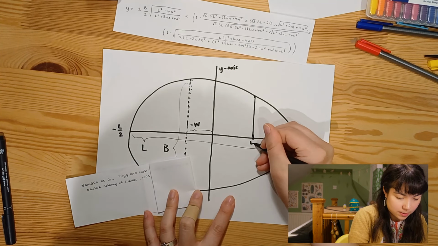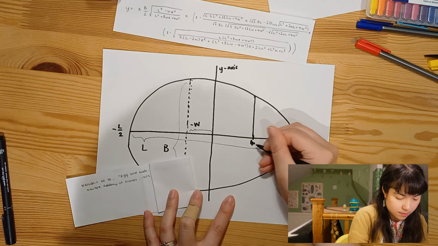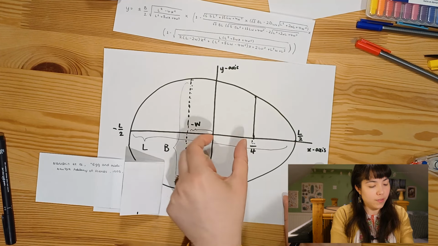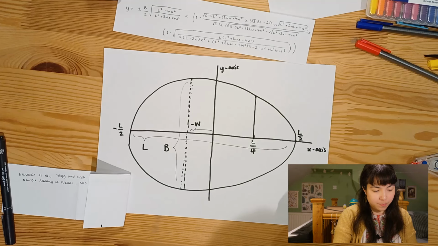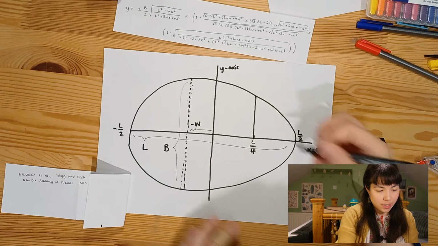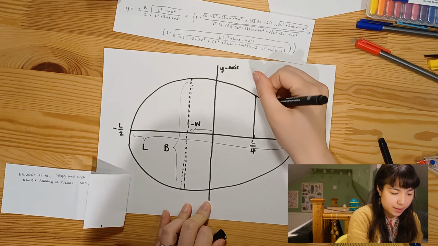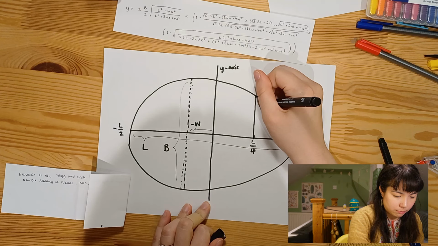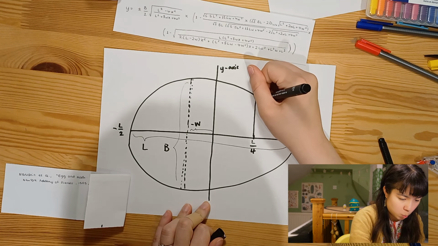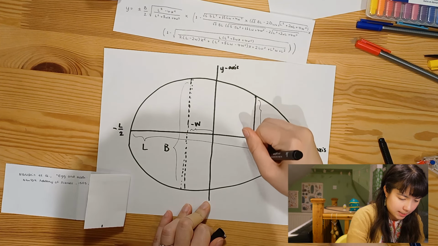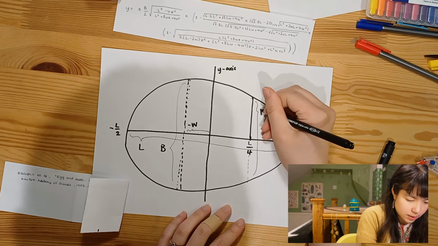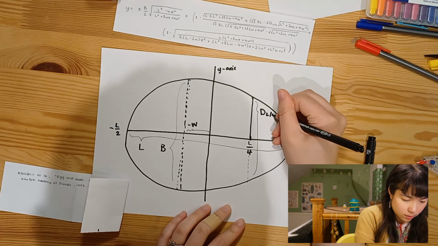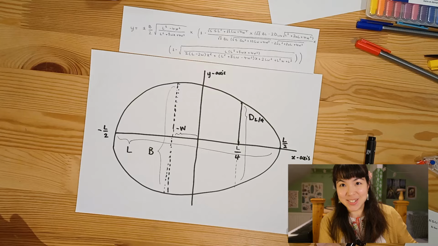Sorry, quarter of L, quarter of L, quarter of L, quarter of L. So D is the diameter of the egg at this point. So I guess that's this. Yeah, D L over 4. And hopefully that's all clear now.